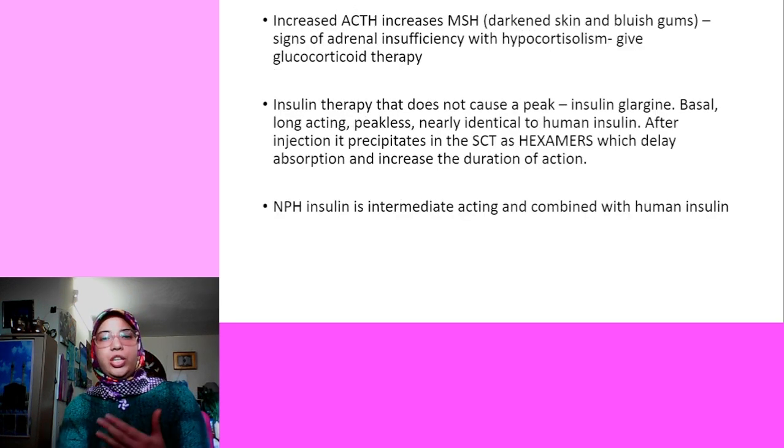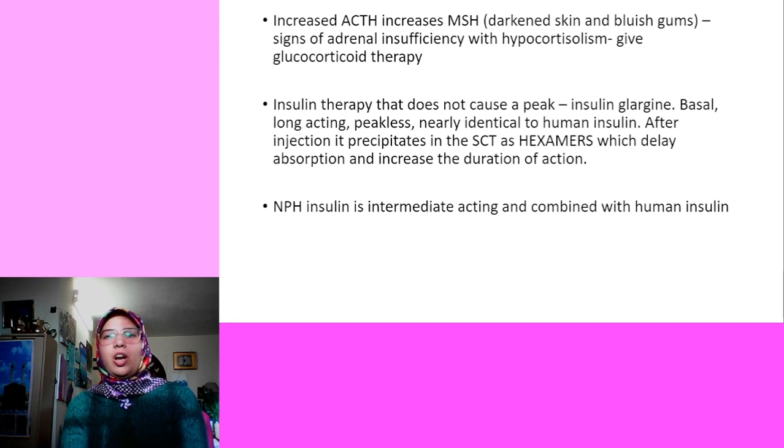Increased ACTH increases MSH, which is going to cause the darkening of skin and bluish gums that are seen in adrenal insufficiency. So ACTH keeps on being secreted. The adrenals can't respond by giving cortisol. You don't get that negative feedback. Some of the ACTH is going to be converted to MSH, and MSH has melanin, which is going to cause the darkening of the skin and the bluish gums.